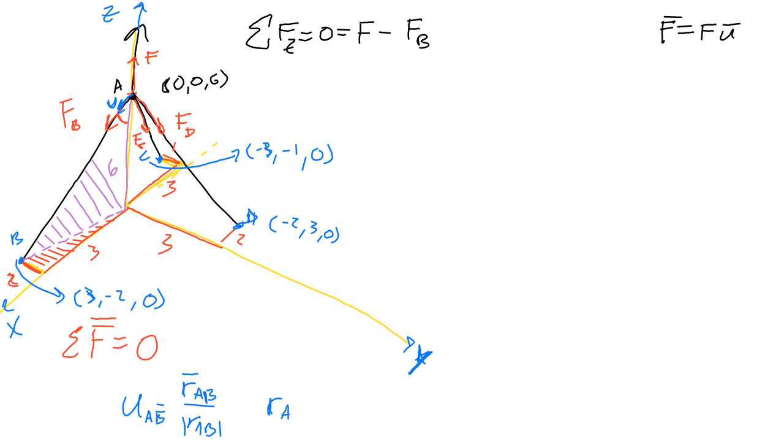So r_AB, I guess I'll just do one of them to get the idea. r_AB is going to be the final position minus the initial position. The final position is B, so it would be (3, -2, 0) minus (0, 0, 6), which gives 3, -2, -6.